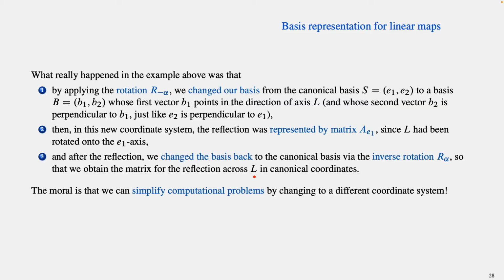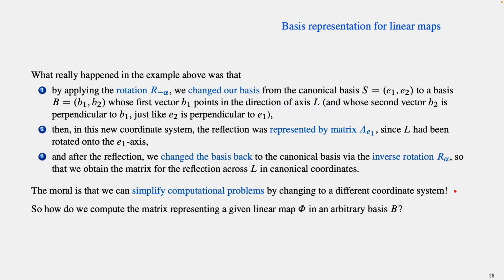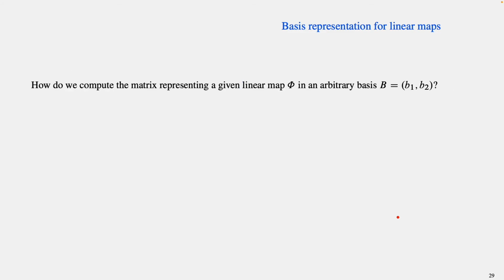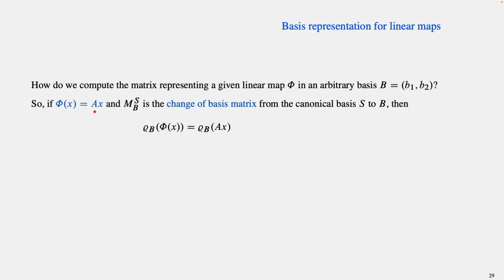Now the moral to be learned here is that we can simplify computational problems by changing to a different coordinate system. That's something very important to remember, because you will use this a lot in mathematics. So how do we compute the matrix that represents a given linear map phi in an arbitrary basis B? So phi of x is given by the matrix A, so phi of x is A times x. And let's say that M_SB is the change of basis matrix from the canonical basis S to the basis B. Then we have the following.